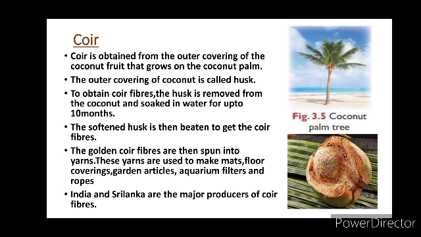To obtain coir fibers, the husk is removed from the coconut and soaked in water for up to 10 months. After that, the softened husk is beaten to get the coir fibers. After getting coir fibers, the golden coir fibers are then spun into yarns, that is, into threads. These yarns or threads are used to make mats, floor coverings, garden articles, aquarium filters, and ropes.